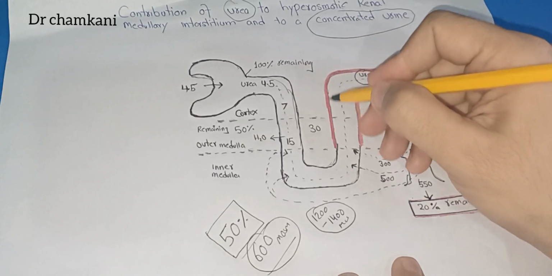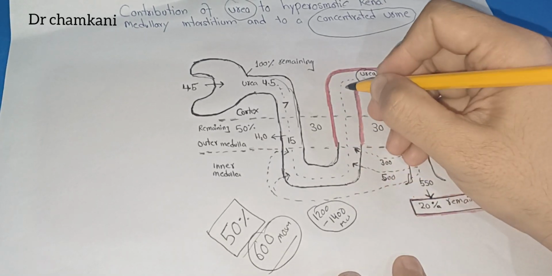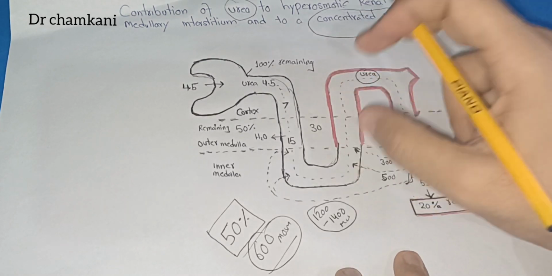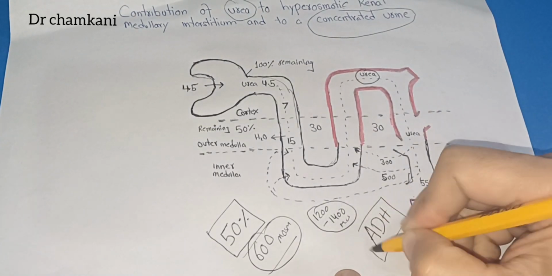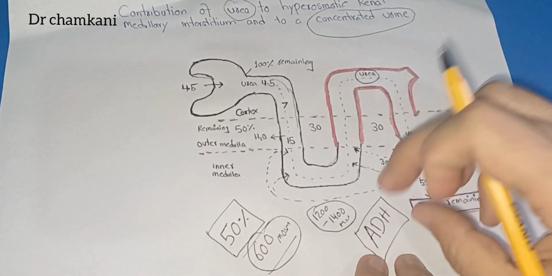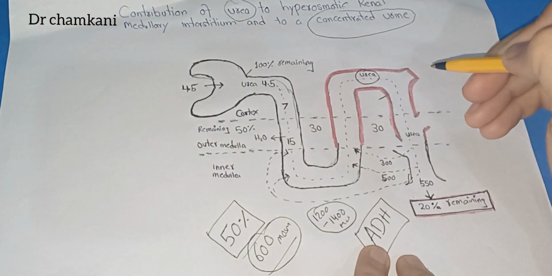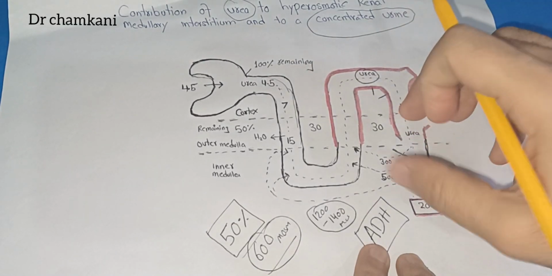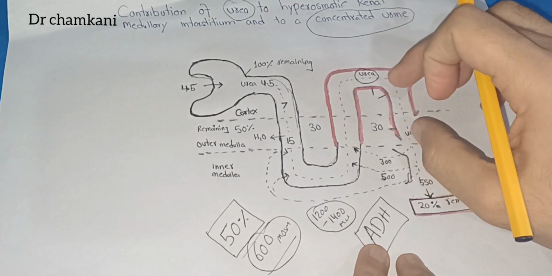Normally, the ascending thin limb and the ascending thick limb of the loop of Henle are impermeable to water. But in conditions where there is a deficiency of fluids in the body, there is a release of antidiuretic hormone. This antidiuretic hormone causes reabsorption of water from the cortical collecting tubules and distal tubules. But it also helps in the reabsorption of water from the medullary collecting tubules, the medullary collecting ducts.